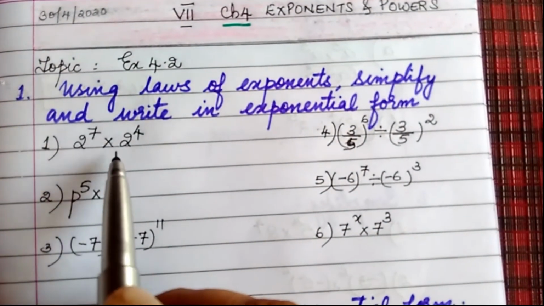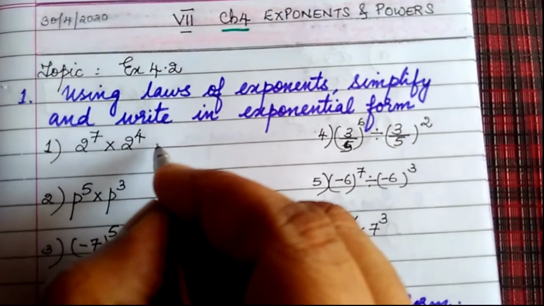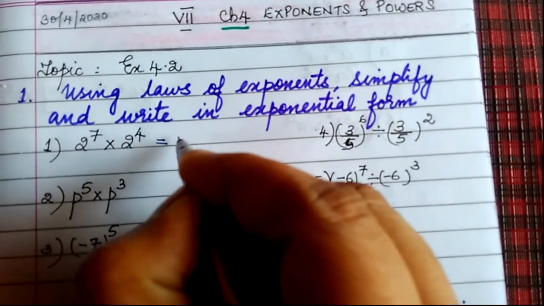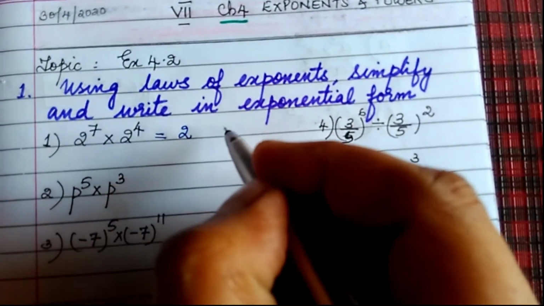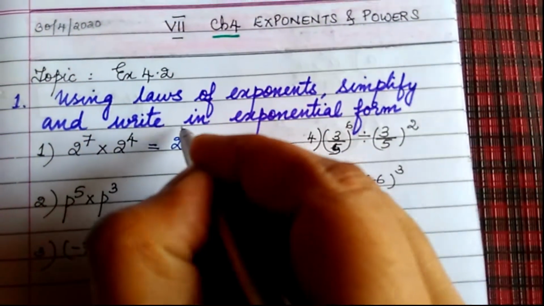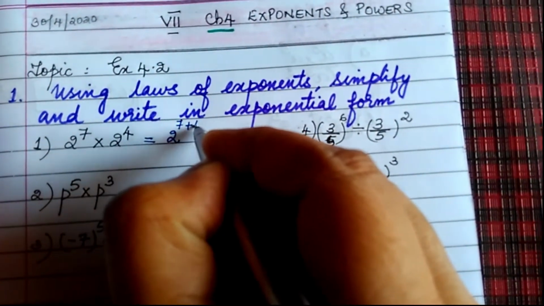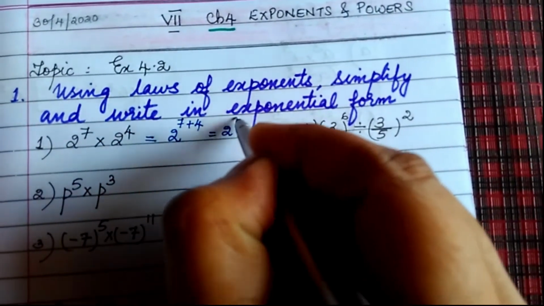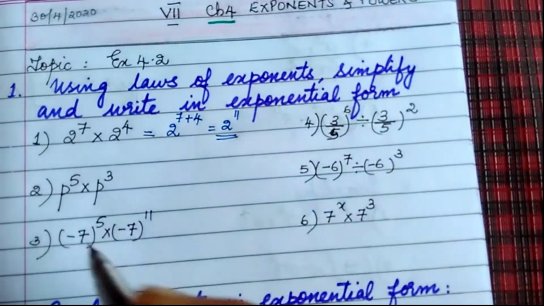So 2 to the power 7 into 2 to the power 4, that is equal to, if it is multiplication and bases are same, then powers are added. So it is 2 to the power 7 plus 4. What is 7 plus 4? It is 11. So answer is 2 to the power 11.